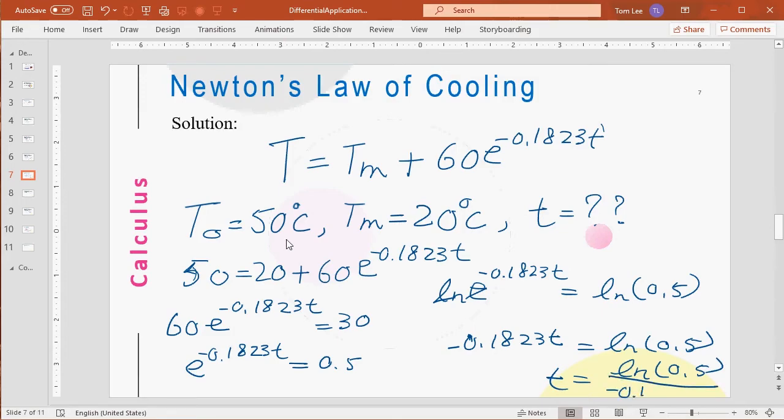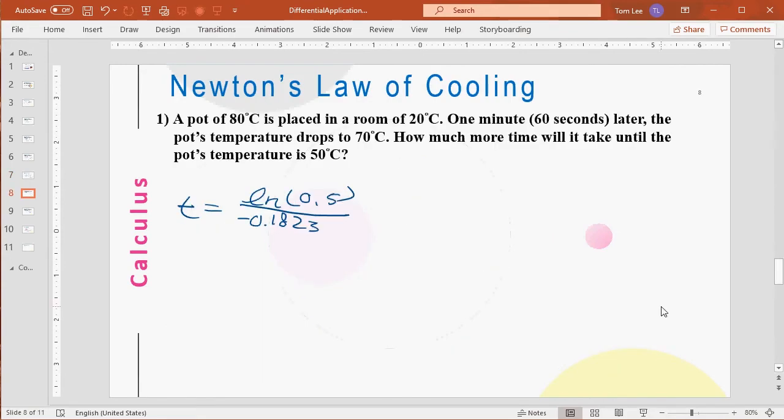We got t equal to natural log 0.5 over minus 0.1823. The actual value is minus 0.6931 over minus 0.1823, which is equal to 3.8. So 3.8 minutes.